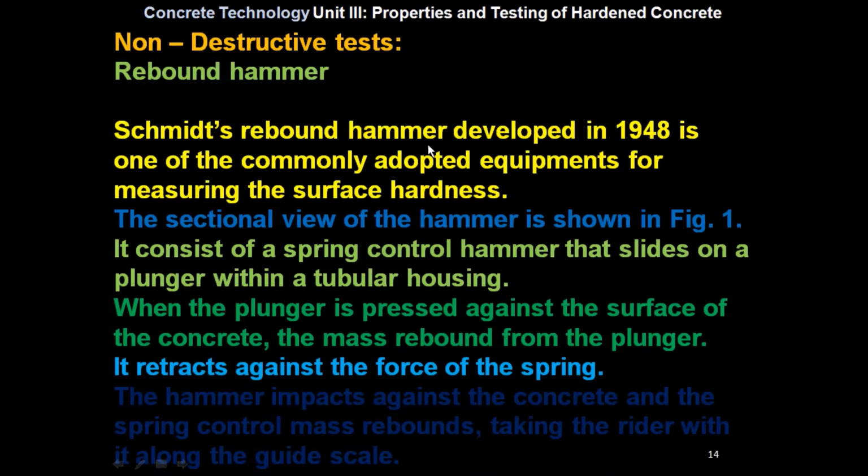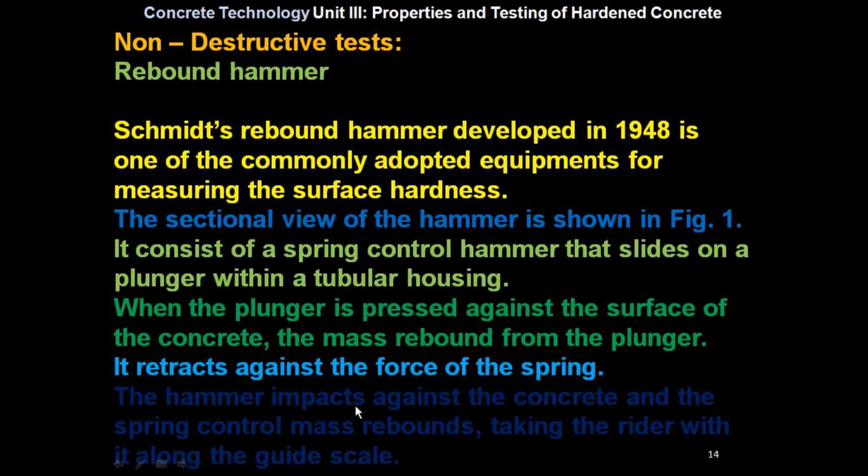Schmidt rebound hammer developed in 1948 is one of the commonly adopted equipments for measuring the surface hardness. The sectional view of the hammer is shown in figure 1. It consists of a spring controlled hammer that slides on a plunger within a tubular housing. When the plunger is pressed against the surface of the concrete, the mass retracts against the force of the spring.